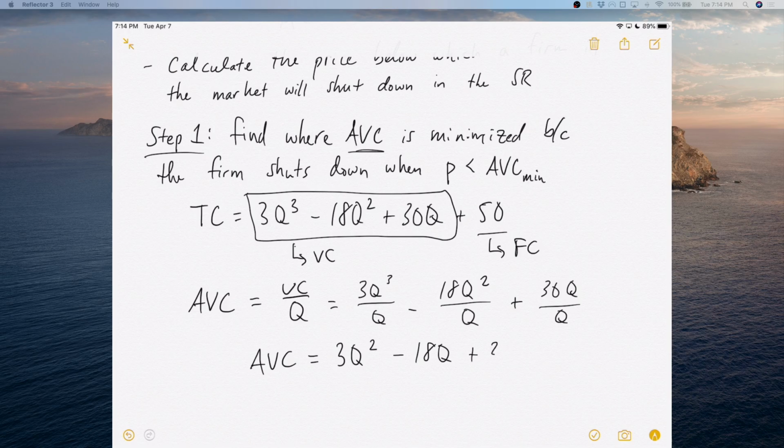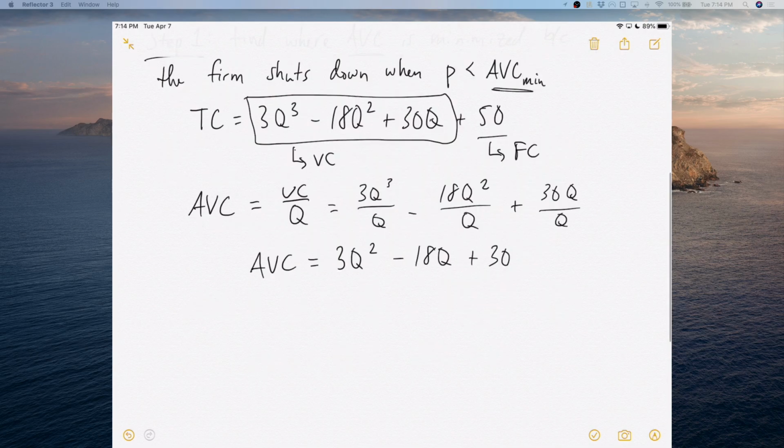Now, I said above that the firm shuts down when the price is less than the minimum of the average variable cost. Minimum of the average variable cost is what we're looking for. So how do we find the minimum? Think back again to the last chapter. We talked about how the marginal cost curve goes through the average variable cost curve at its minimum point. So we're looking to find the average variable cost min: set average variable cost equal to marginal cost.